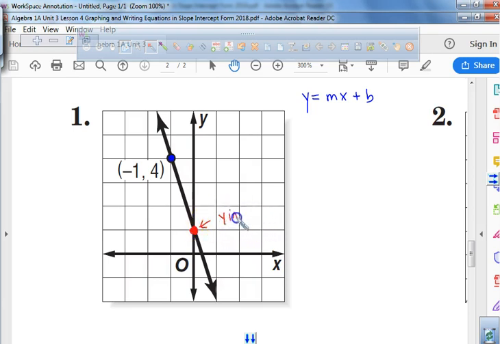That's the Y-intercept. Okay? And that Y-intercept is at 0 and a 1. So automatically, this right here represents our Y-intercept. So automatically, what do we know our B value to be? Our B value is a 1.